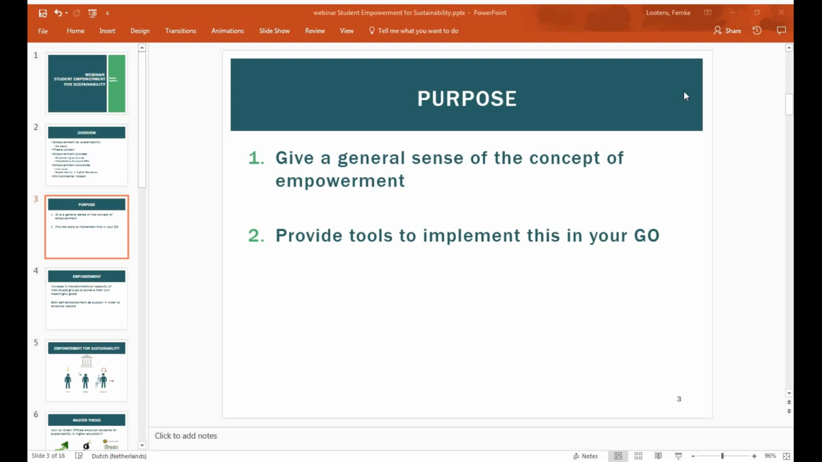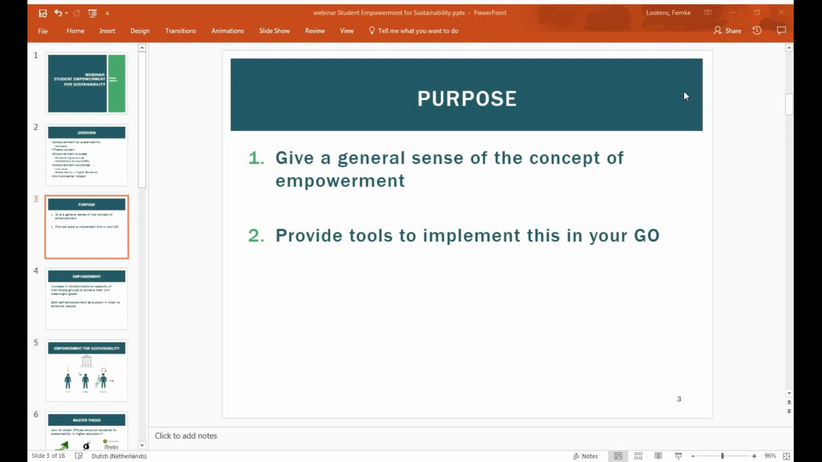The definition that I used in my thesis was an increase in transformational capacity of individuals or groups to achieve their own meaningful goals. I know this is all very theoretical, but it's useful to have this concept in mind when you talk about empowerment. I want to add to that that empowerment is both self-empowerment, so I can be empowered to achieve a change, the increasing transformational capacity. But empowerment is also external factors or organizations or people that are supporting the empowerment process of other people. And then we have empowerment for sustainability.